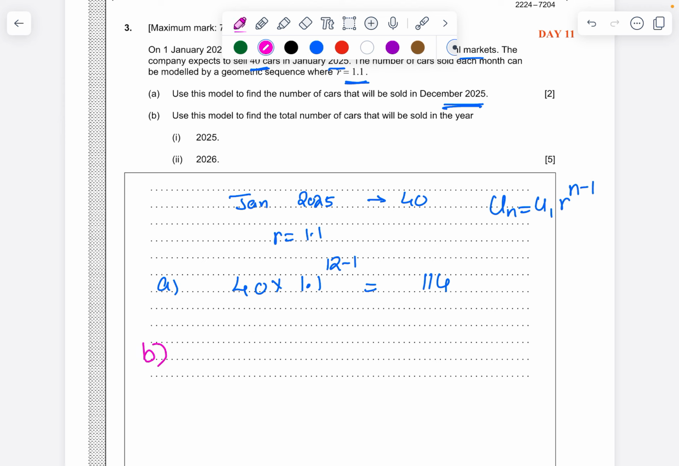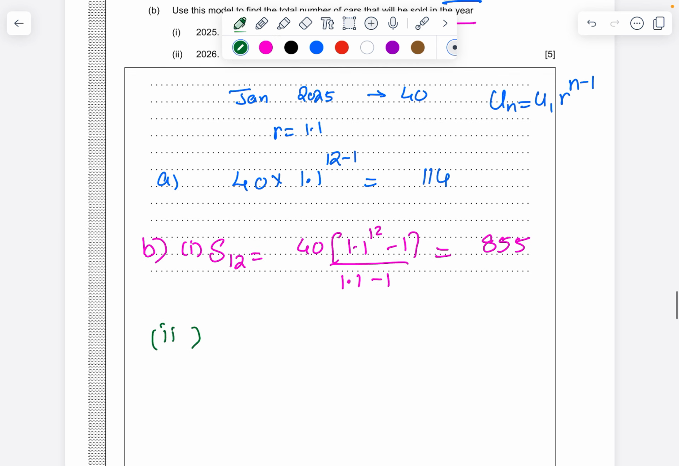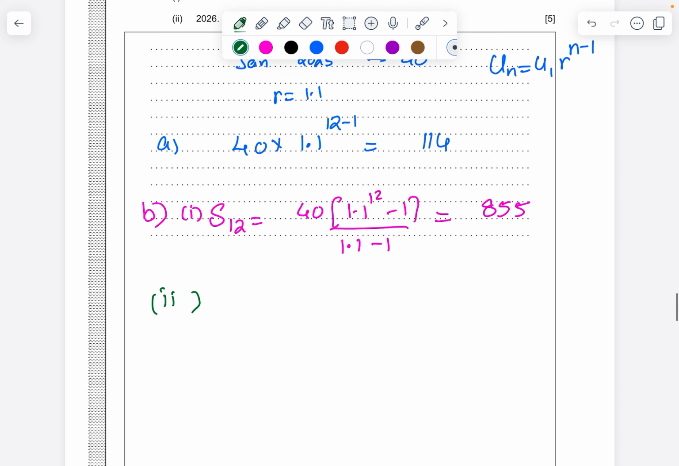Then part B, use this model to find the total number of cars sold in this year. So it is S12. For 12 months, it will be 40 times 1.1 to the power of 12 minus 1, by 1.1 minus 1, which is going to give the answer 855. Then part B2, in 2026.